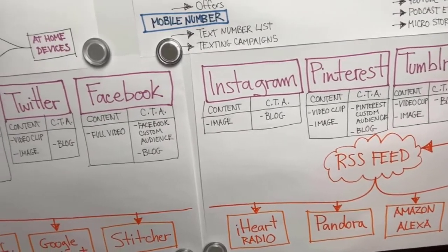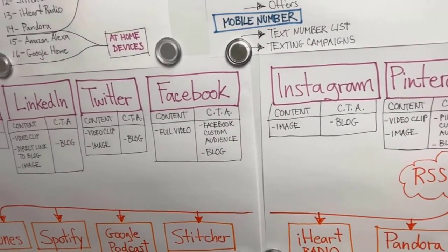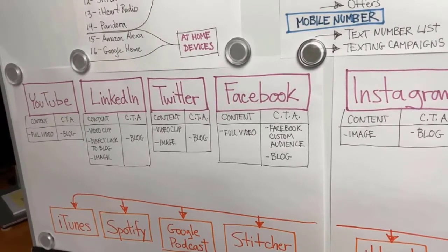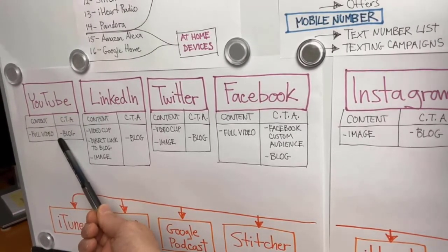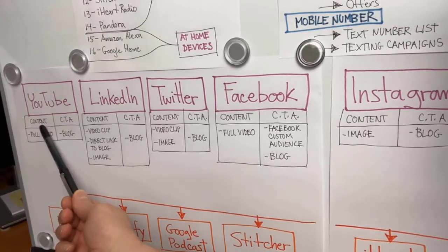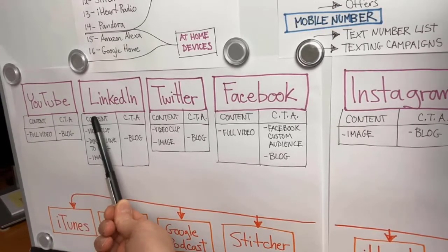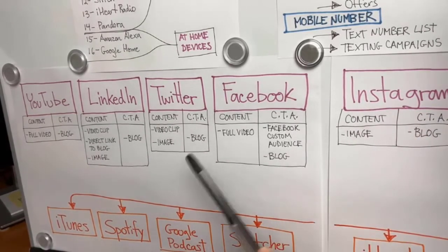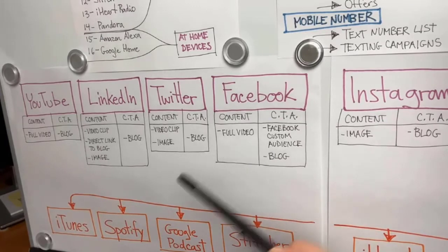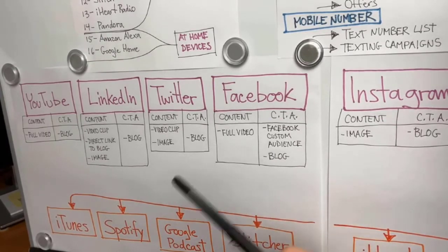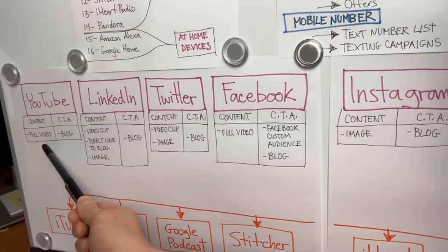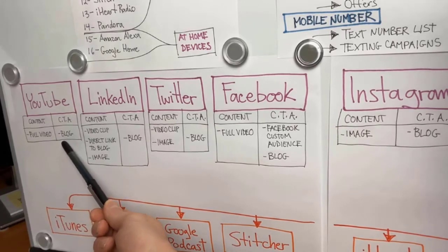So here we go. Let's go into the specifics a little more. What do I put manually on these social media platforms? Under each social media platform, I put content and a CTA. Content and CTA under each social media platform. So let's go through them because they are all very specific to each platform. On YouTube, the content is the full video. The call to action goes to the blog.